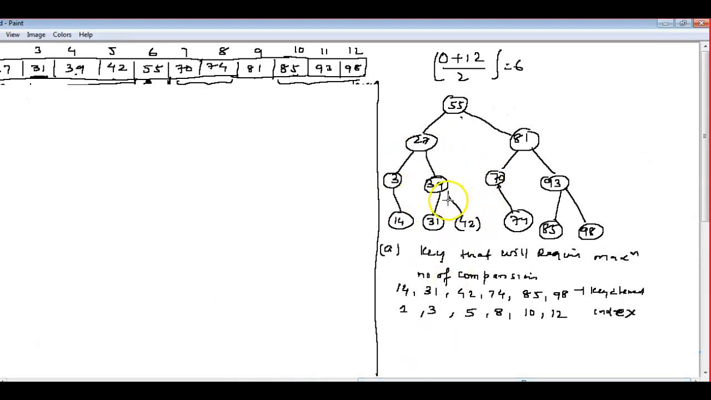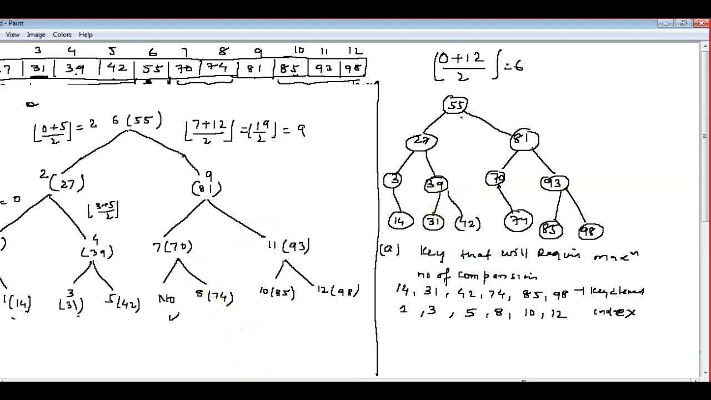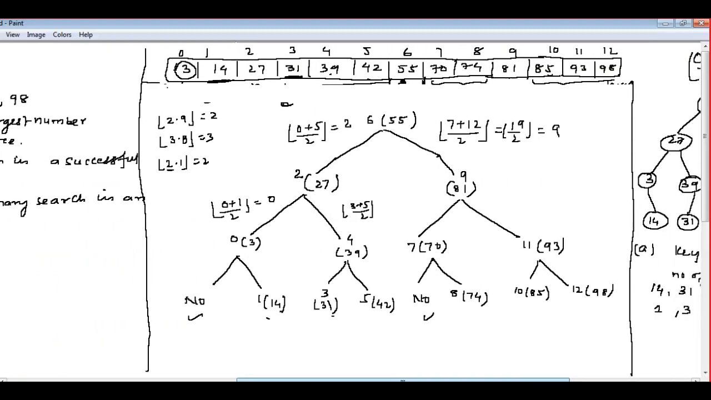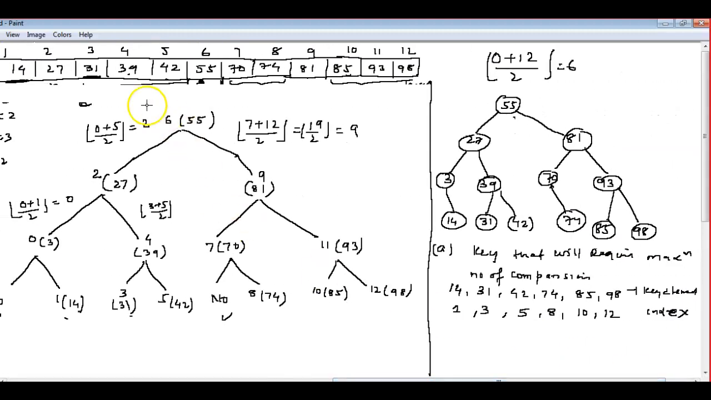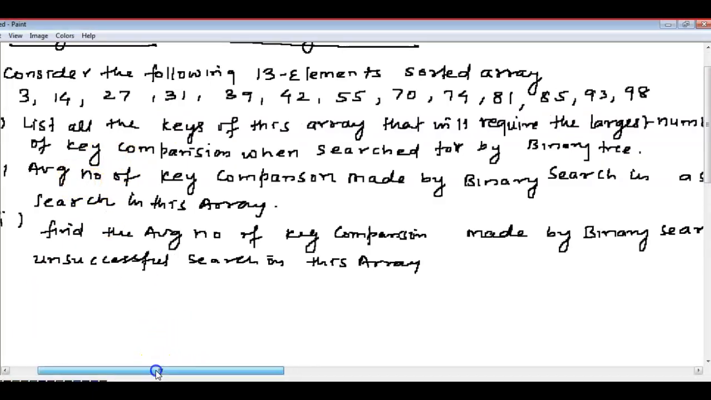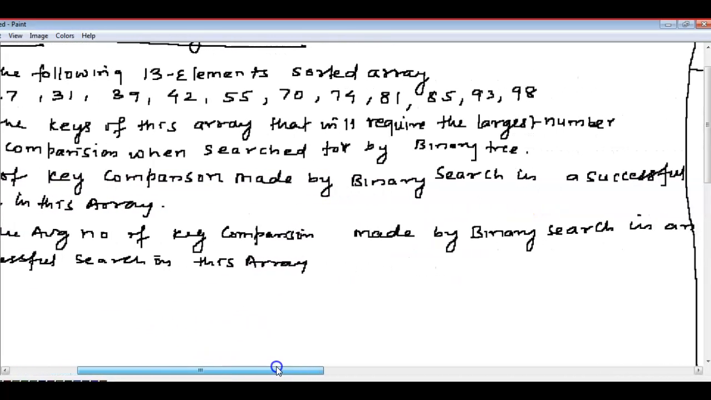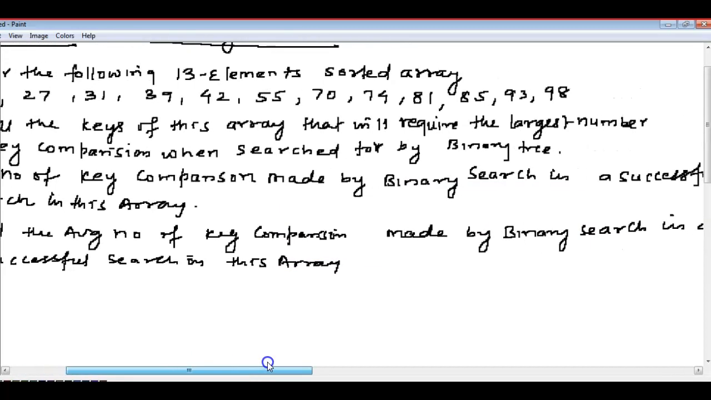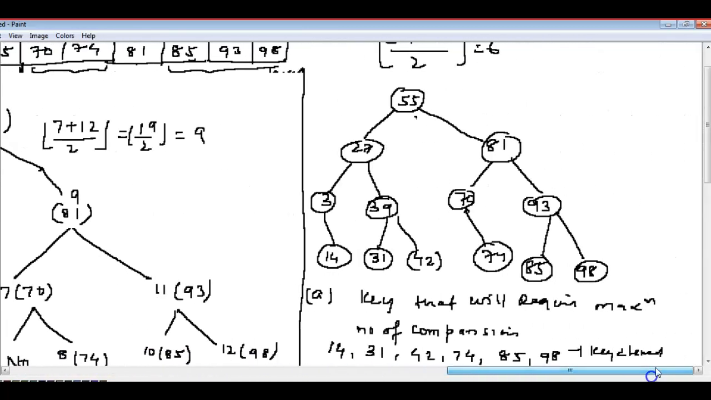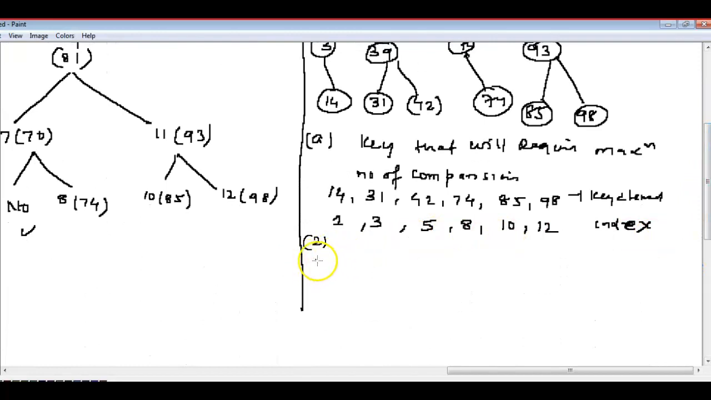This is the binary tree, we got it here. Consider this one. Consider here, first you are doing for the position number 6. Second part: average number of key comparisons made by the binary search in a successful search of this array. Okay. So what you have to do here, see here, successful search you have given here.